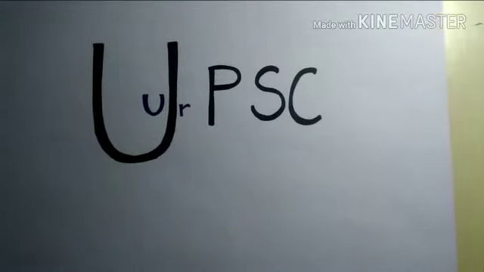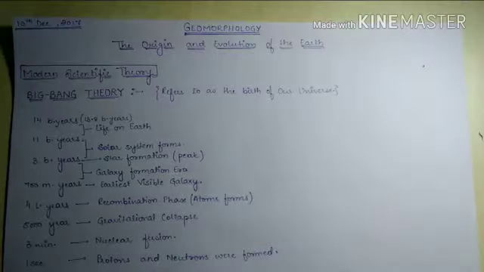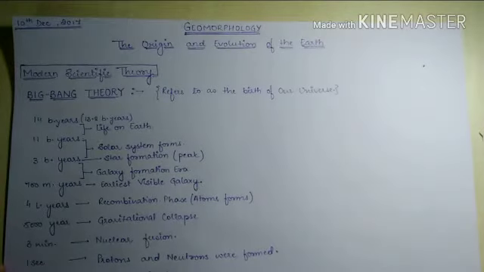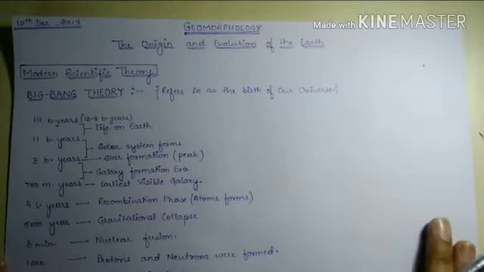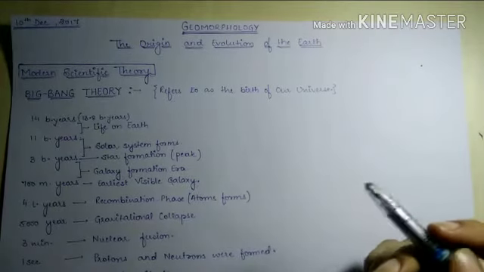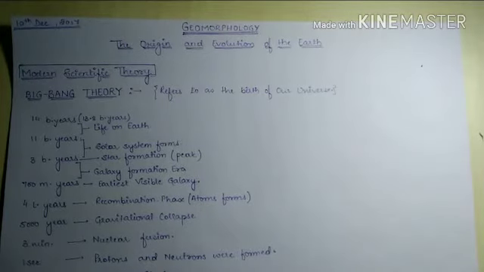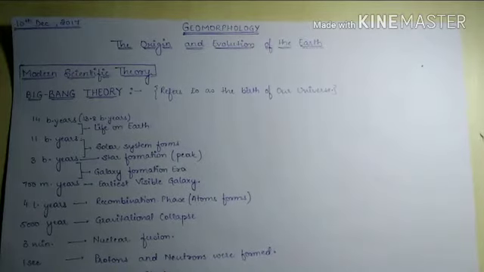So today we'll study about Big Bang theory, which is part of modern scientific theories related to the origin and evolution of Earth's surface. So let's get started. What exactly does Big Bang refer to? Big Bang refers to the birth of our universe. And this Big Bang theory is the prevailing cosmological model that gives us the evidence or the theory about the origin and evolution of Earth. Okay?